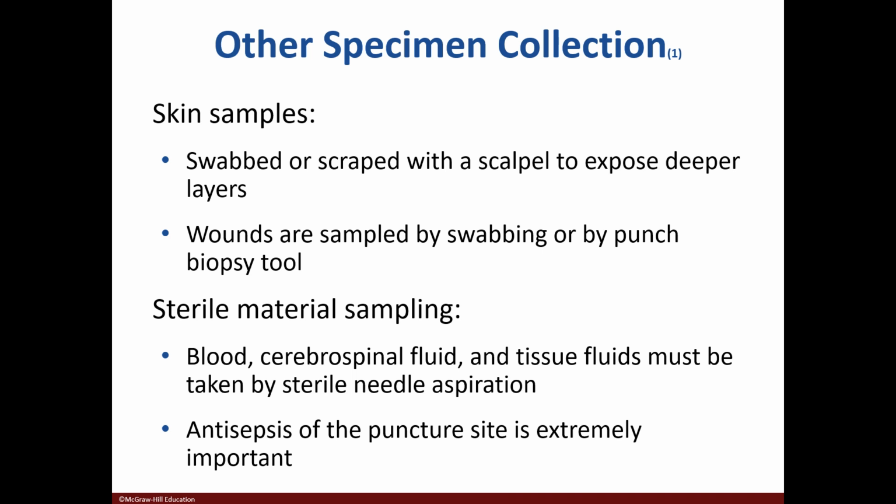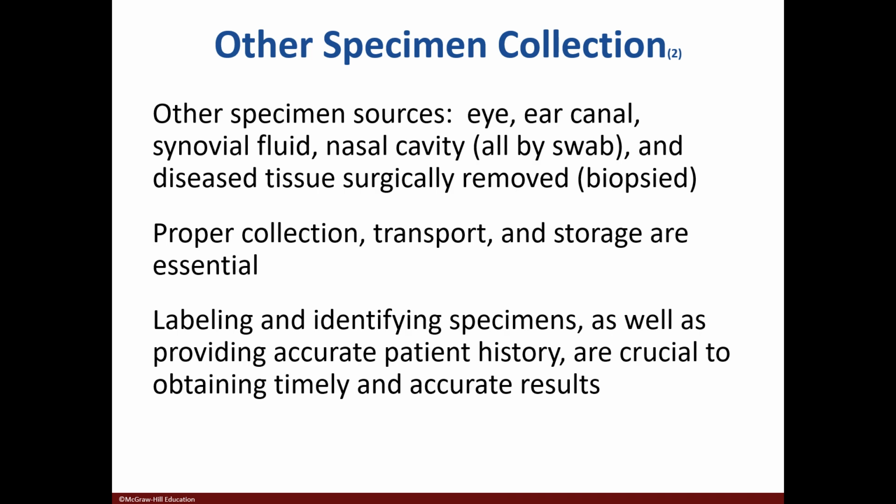Skin can be sampled via swabs or scrapes, along with a punch biopsy tool. Sterile regions like cerebral spinal fluid must be taken by sterile needle aspiration. It's important that antisepsis procedures are performed. Eyes, synovial fluid, and diseased tissues can also be sampled. No matter the sample site, there must be proper collection, transport, and storage. All samples must also be properly labeled.